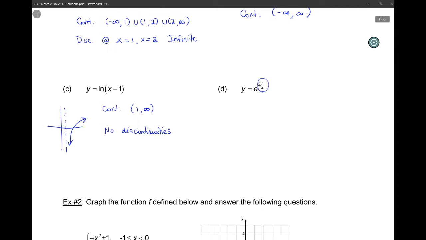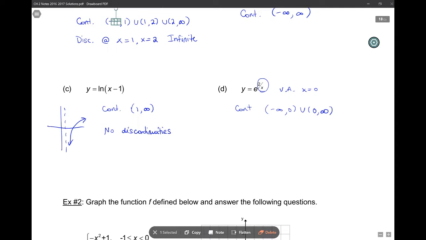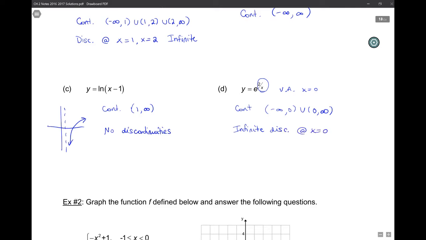Now, this is a vertical asymptote. There's a vertical asymptote at 0, so I know it's going to be continuous where? Negative infinity to 0, 0 to infinity. If you aren't sure, you can graph this, but there is an infinite discontinuity at x equals 0.